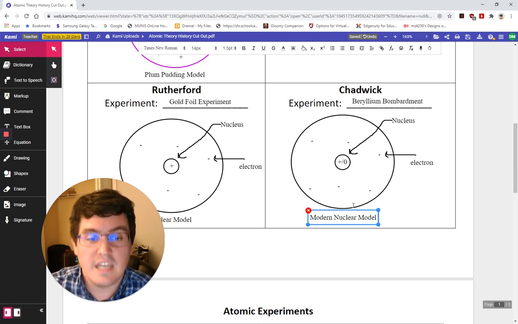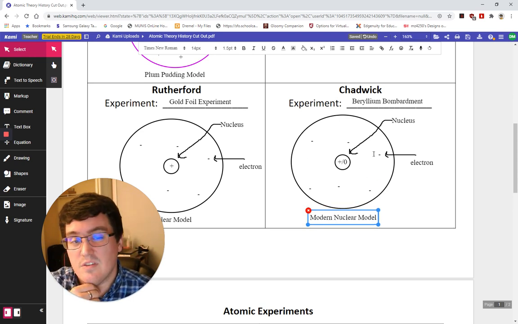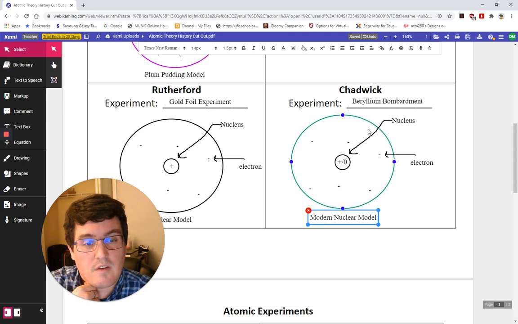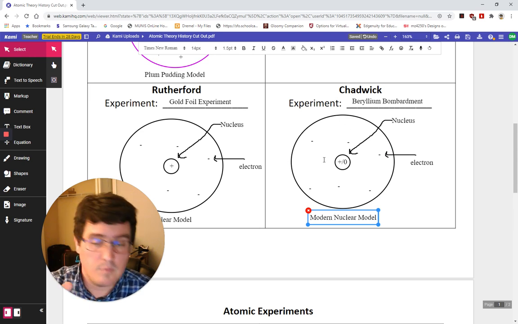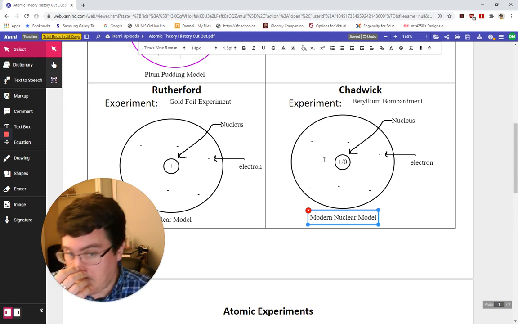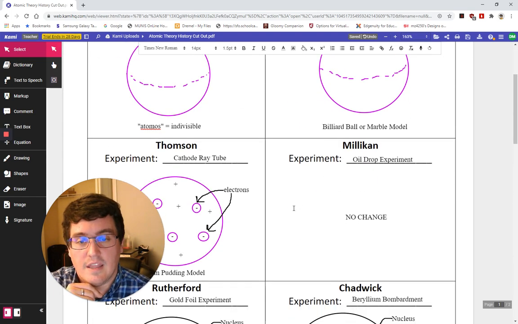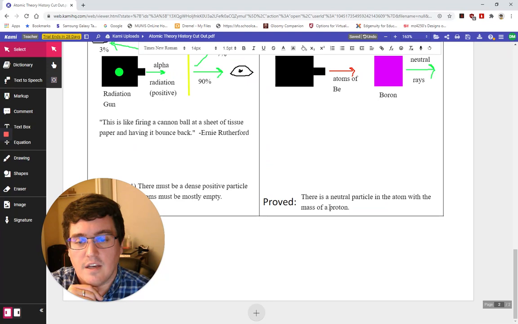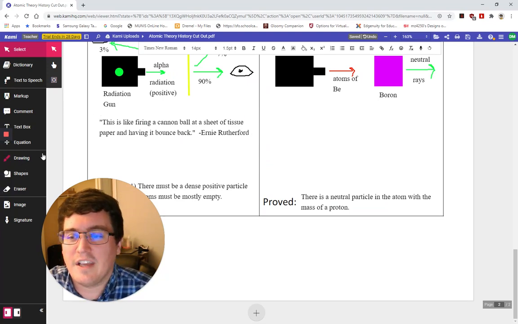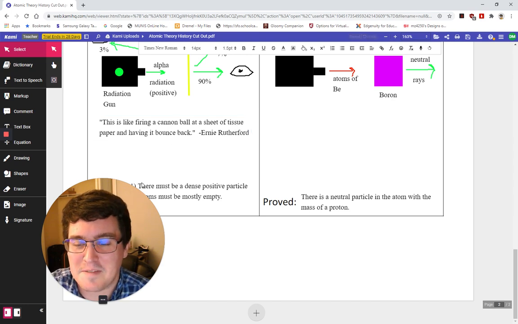We call this that too. Now, as it turns out, by the time Chadwick had done his work, we'd already done a bit to discover what happens to the electrons. But we'll worry about that next week. And there are the atomic models and the folks who discovered them, and some okay drawings. Maybe not the greatest drawings, but okay drawings about their experimentation.